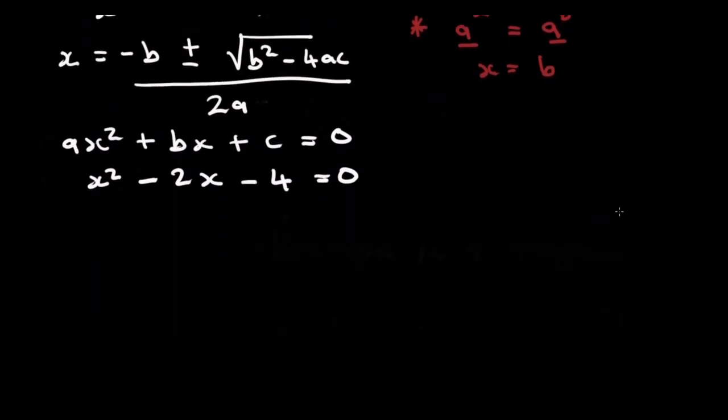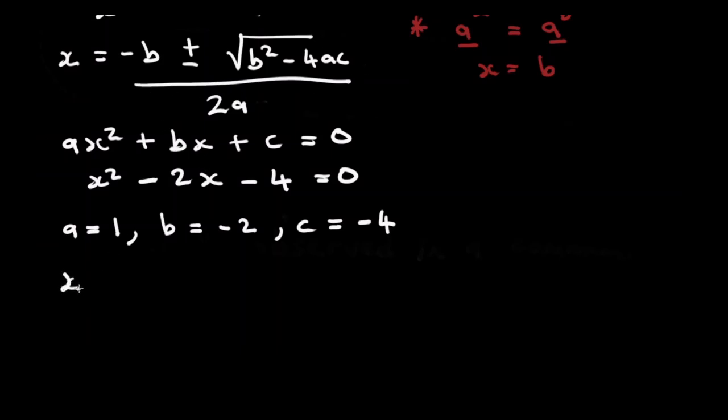So in order for us to determine what a, b, and c are, a is equal to the coefficient of x squared, which is 1. b is equal to minus 2 because b is the coefficient of x, and c is equal to minus 4 because c is just the constant. Now, having identified and assigned a, b, and c, we now have to substitute into the quadratic formula.